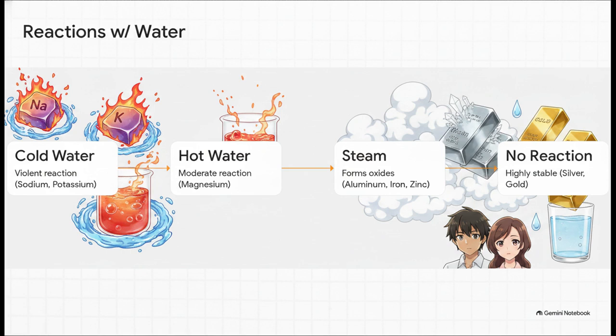Take a step down the stairs and you've got magnesium, which needs hot water to get going. Step down again, and metals like aluminum and iron will only react with steam. And a quick pro tip here, they form oxides with steam, not hydroxides. Finally, at the very bottom of the staircase, gold and silver. They are completely unfazed and won't react with water in any form.